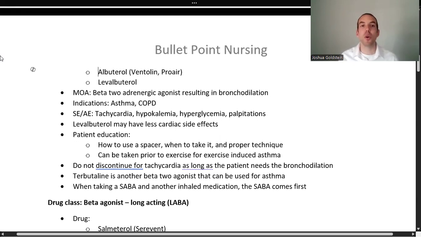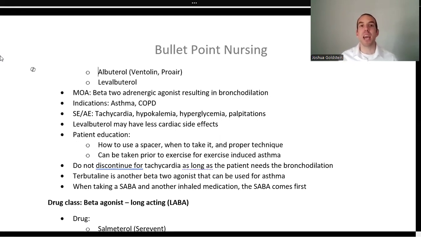Remember, when you're giving this to a patient, you're always going to assess their lung sounds before and after. Wheezing is the bronchoconstriction, and when we clear up that wheezing, we get that bronchodilation from the drug. Hopefully, the wheezing goes away.